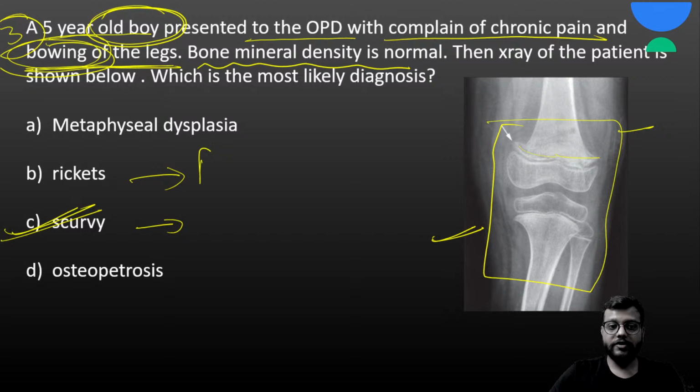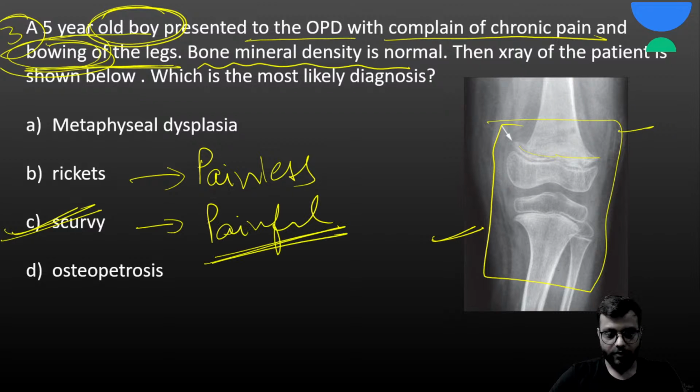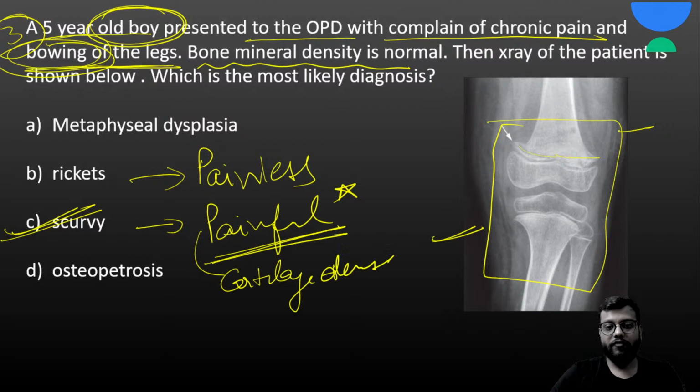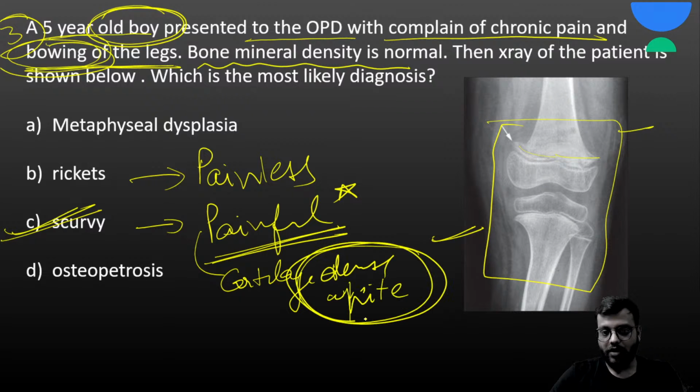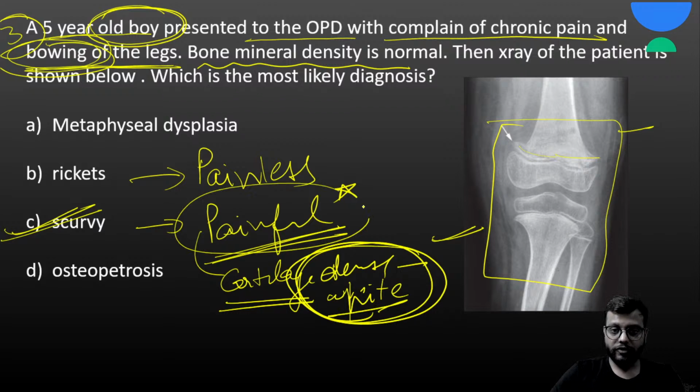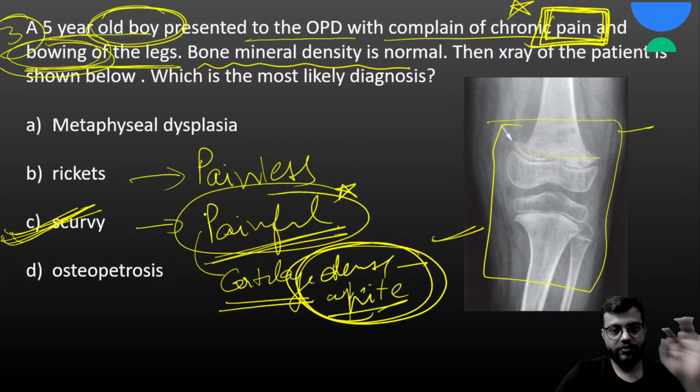So rickets will be painless, and if it is painful, it is of scurvy. Very importantly, in scurvy the cartilage also appears dense and whitish in the X-ray, and it is painful. So if pain is given in the history with such a type of X-ray image and history, then the diagnosis is towards scurvy. Very important, and it was a tricky question but a simple question. Okay, so this was scurvy.